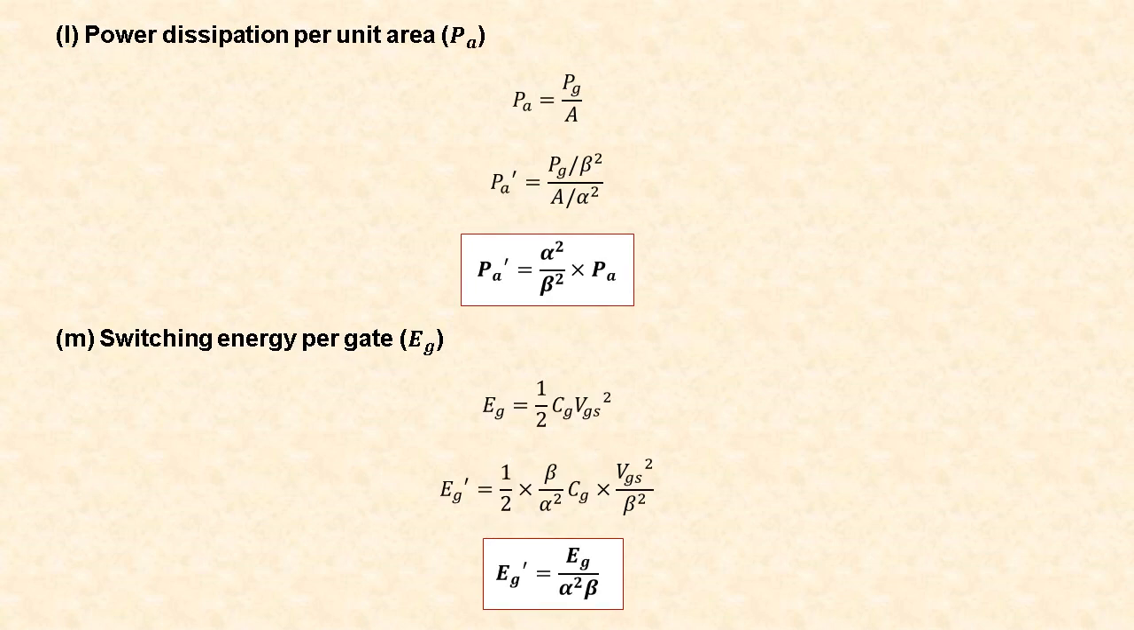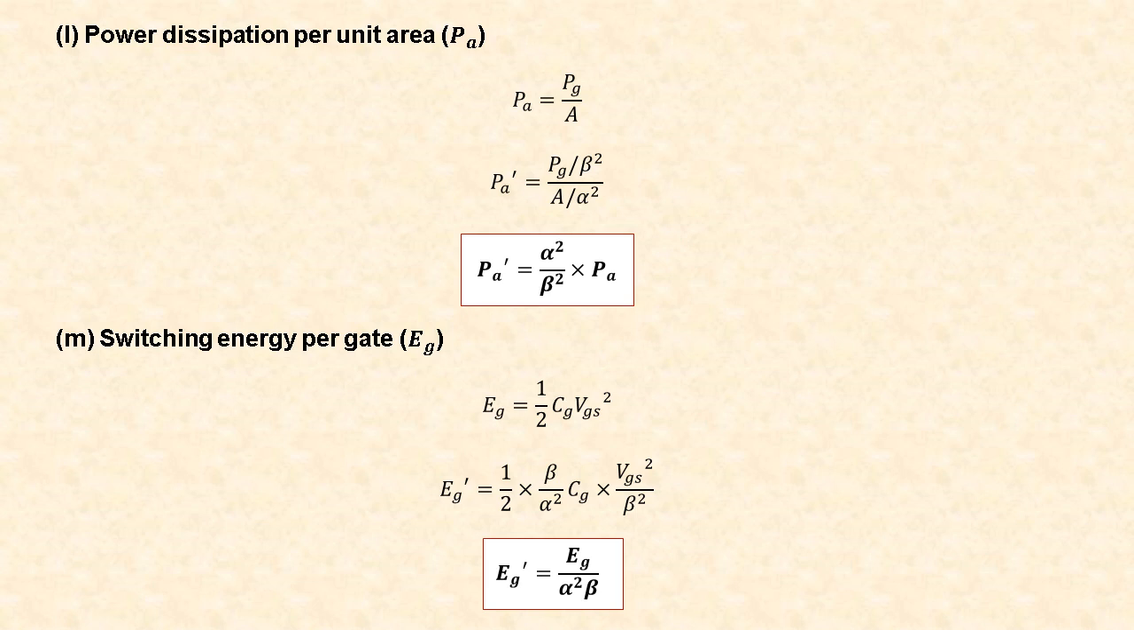Next, power dissipation per unit area, PA. It is given by Pg by A. Pg is the power dissipation per gate. It is scaled by 1 by beta square and the area is scaled by 1 by alpha square. So we have the power dissipation per unit area is scaled by alpha square divided by beta square.